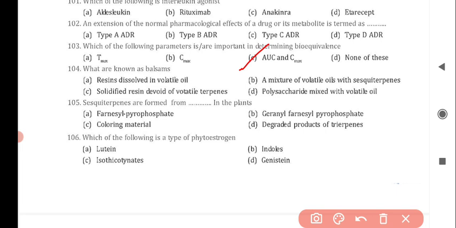Next question is, what are known as balsams? And the correct answer is option A, resins dissolved in volatile oil. Next question is, sesquiterpenes are formed from dash in the plants. And the correct answer is option A, farnesyl pyrophosphate. Next question is, which of the following is a type of phytoestrogen? And the correct answer is option D, genistein.